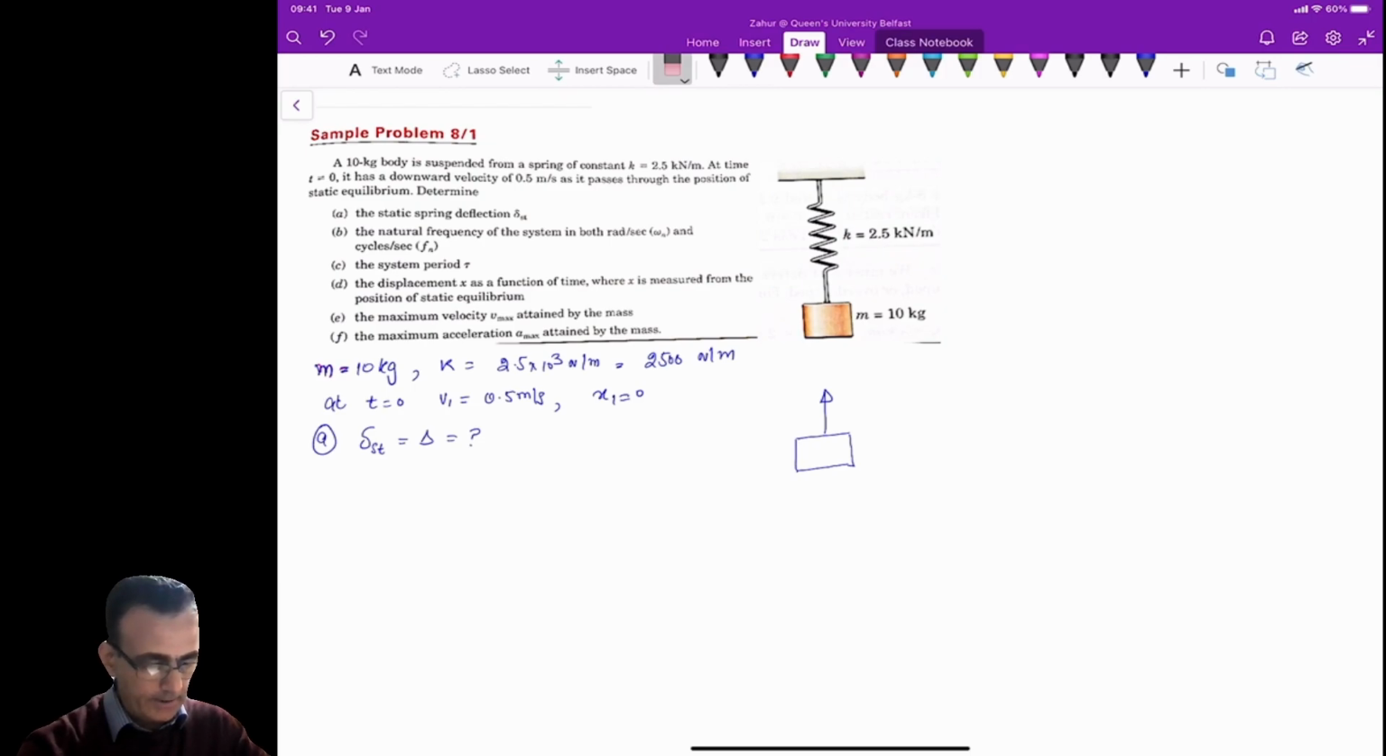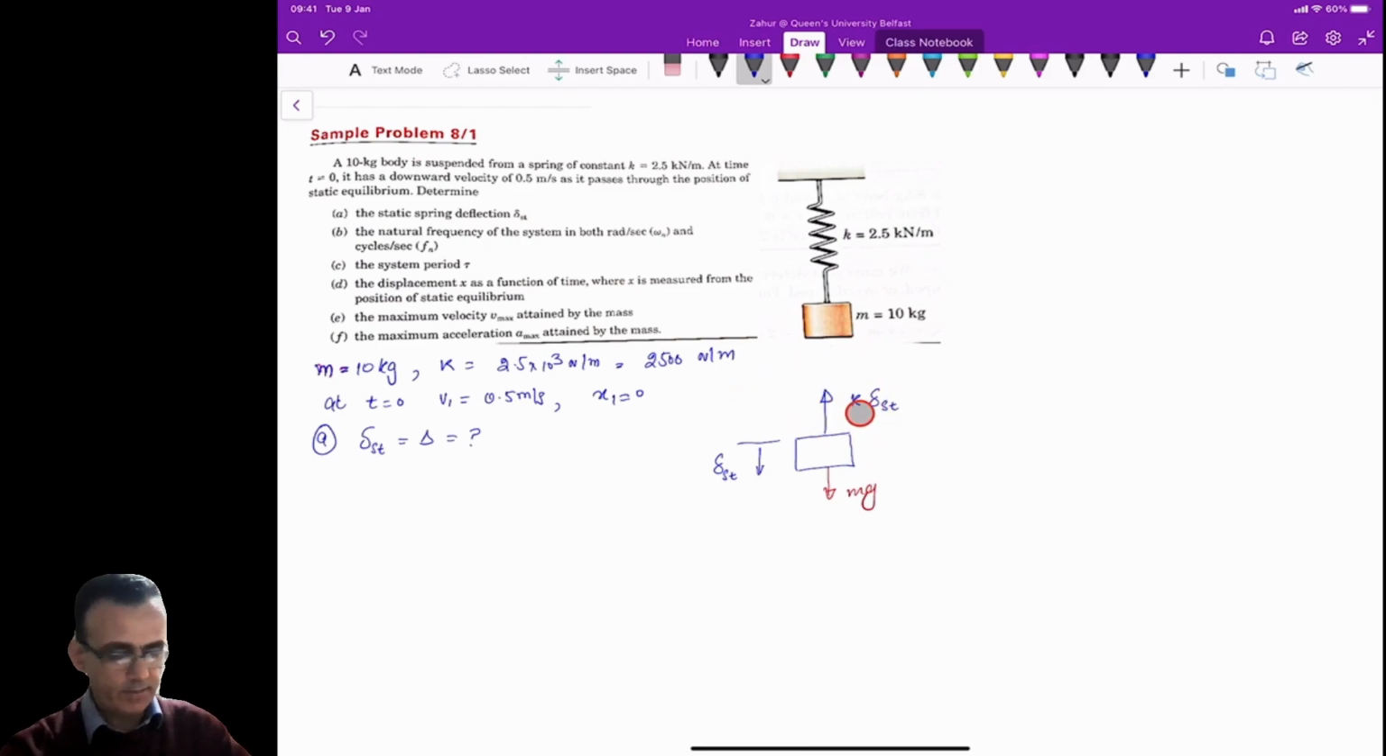Then these will be the forces if you want to draw the free body diagram. The weight will be in this direction, and the deflection is obviously in this direction, delta st. So k delta st, the static deflection times the spring constant, is the force in the upward direction. So this is the free body diagram.